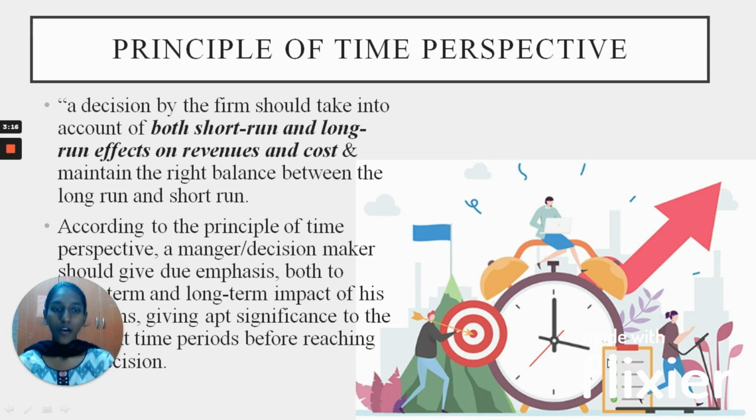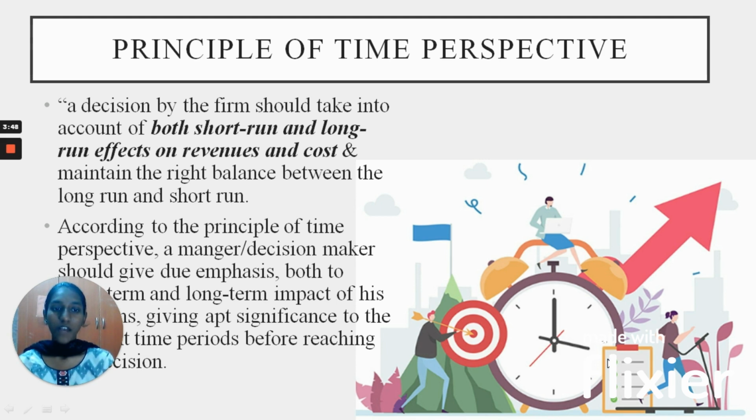According to the principle of time perspective, a manager, the decision maker, should give due emphasis to both the short term and long term impact of their decisions, giving apt significance to the different time periods before reaching any decision. Short run refers to a time period in which some factors are fixed while other factors are variable. Production can be increased by increasing the quantity of variable factors, while long run is a time period in which all factors of production can become variable. Entry and exit of seller firms can take place easily.